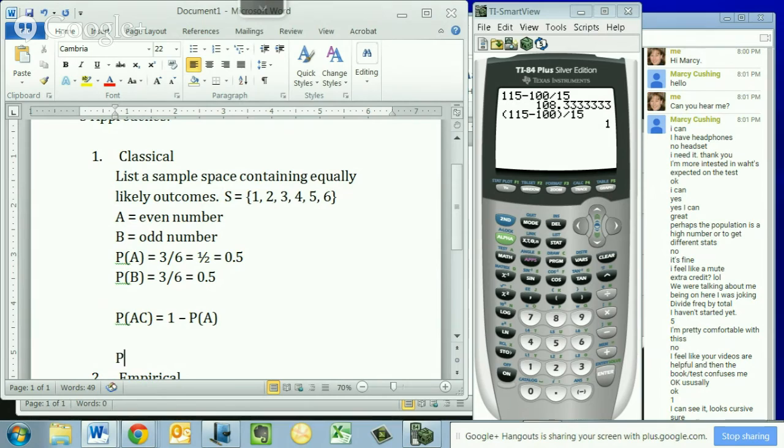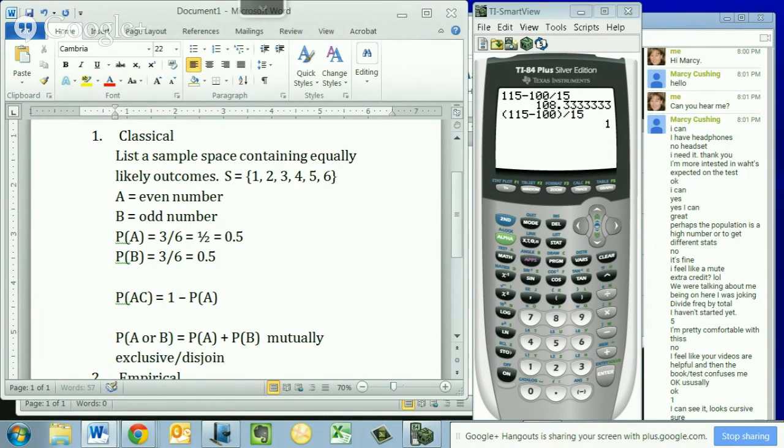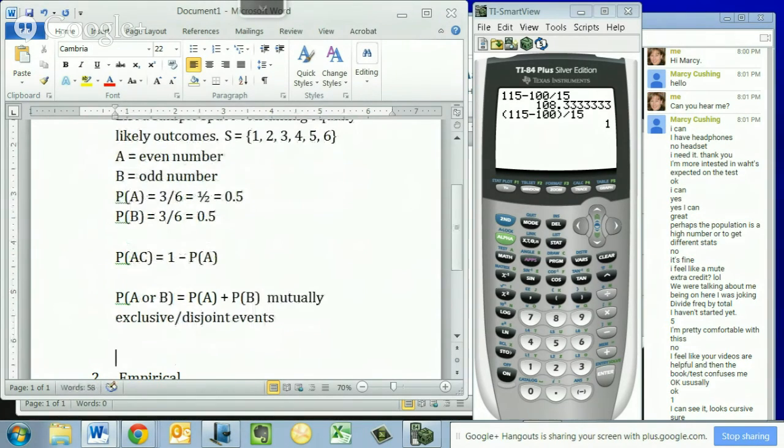We also looked at probability of OR, the probability of one event or another occurring. And there were two different addition rules for probabilities involving OR. One is if you have mutually exclusive events, and that's if they have nothing in common. No outcomes in common.